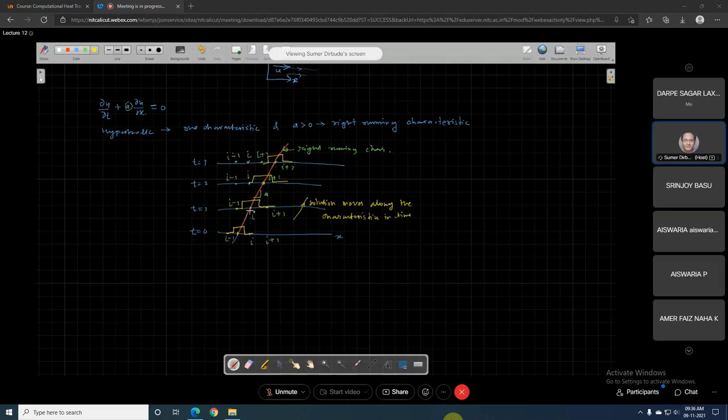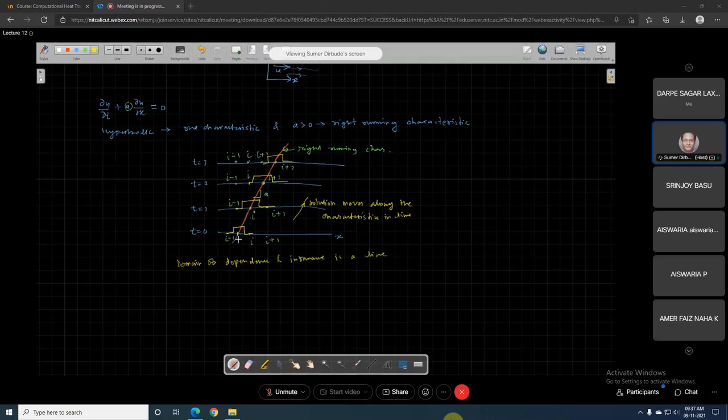Okay, so the domain of dependence and domain of influence, if you see, the domain of dependence of this ith point is this line itself. So one thing you can see is that the domain of dependence and influence is a line only, a characteristic line. Along this only it is affecting.